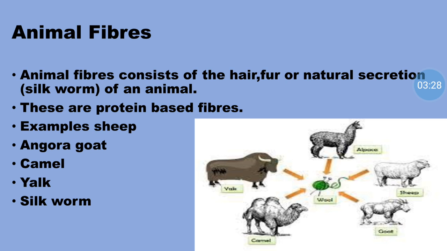Moving on to the next one, we have animal fibers. As I already told you, animal fibers consist of the hair, fur and natural secretion of an animal, such as the silkworm. These animal fibers are protein-based fibers. Examples of animal fibers are sheep, Angora goat, camel, yak and silkworm.